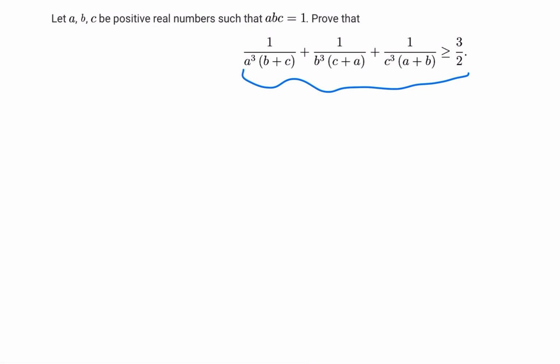So first, a common idea for abc equals 1 to homogenize the inequality is to substitute x over y, y over z, z over x, because this automatically satisfies this. However, there's actually an easier method to solve this problem.